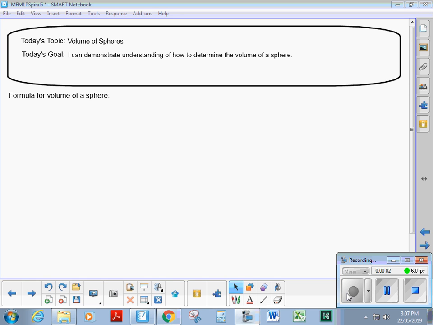Hello, welcome to lesson number 2 in the 5th spiral. So today we're looking at volume of spheres. I want you to be able to demonstrate understanding of how to determine the volume of a sphere.